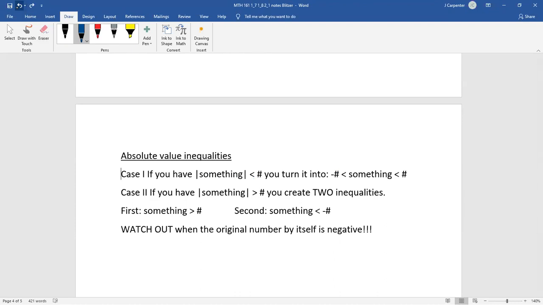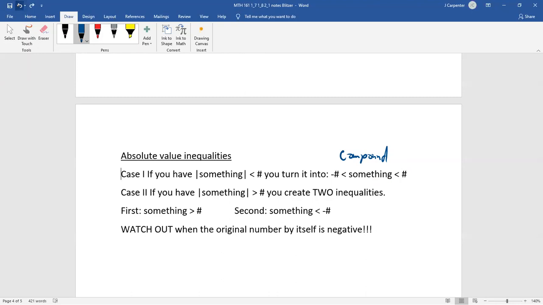So case 1, if you have the absolute value of something is less than a number, you turn it into this, which is known as a compound. I said we'd get to it sooner than later. This is a compound inequality where we have the variable stuff in the middle, and then there's numbers surrounding it on the outside.